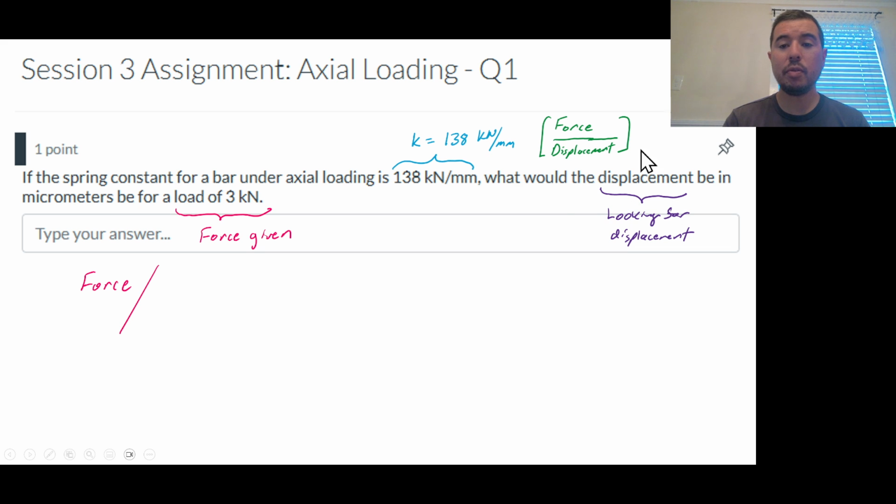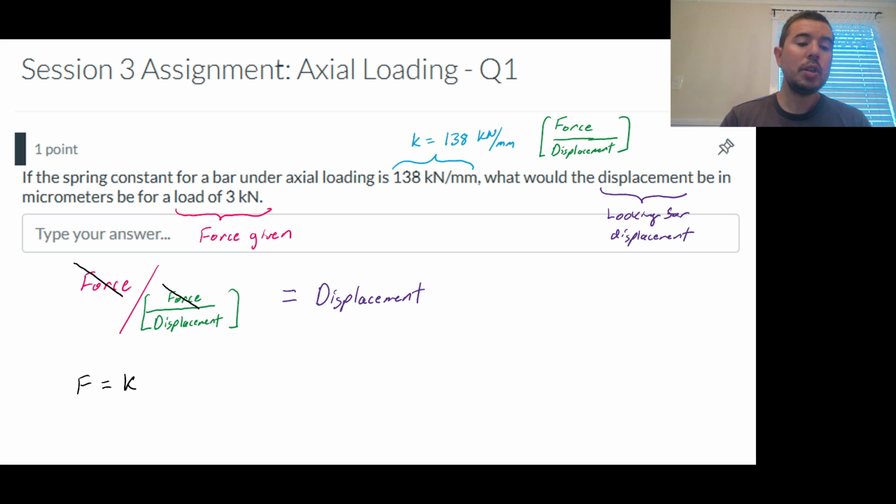And we have a value, which is a spring constant, force per displacement. So it may seem like we are shortcutting the physics a little bit, but we could just think in terms of force divided by this quantity here. So this quantity, 3 kilonewtons, divided by the 138 kilonewtons per millimeter. Write it out like that. Cross out the forces. And what are we going to be left with? Well, we're 1 over 1 over displacement, so we're just left with a displacement.